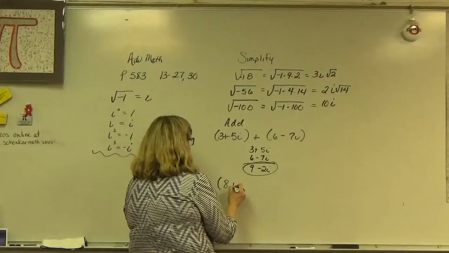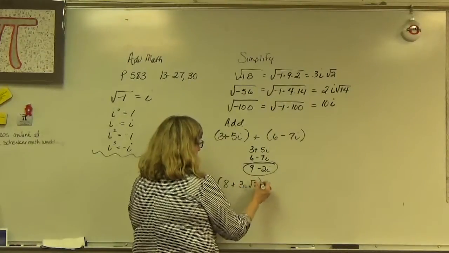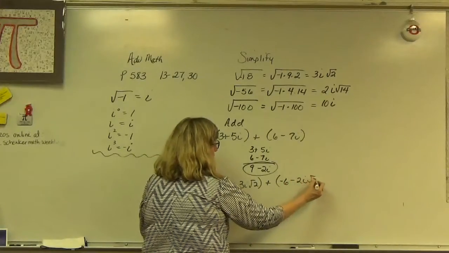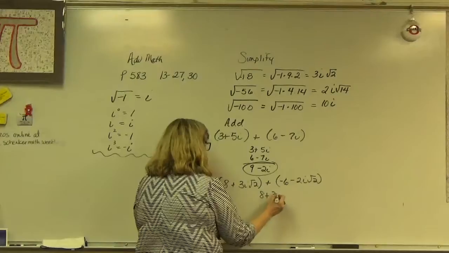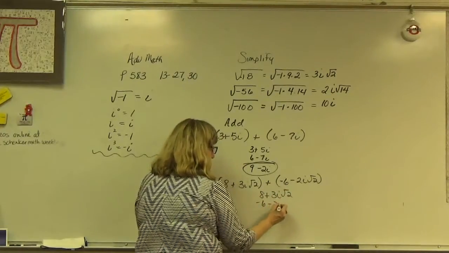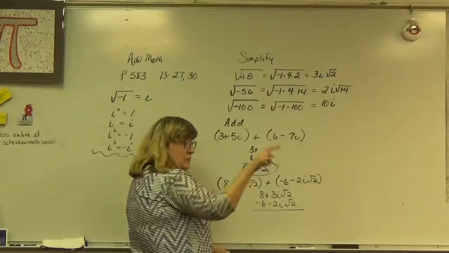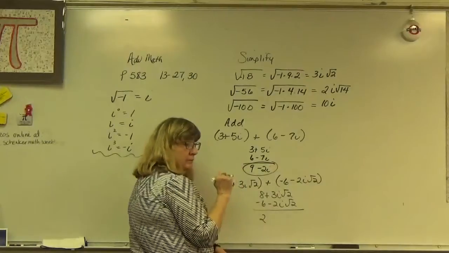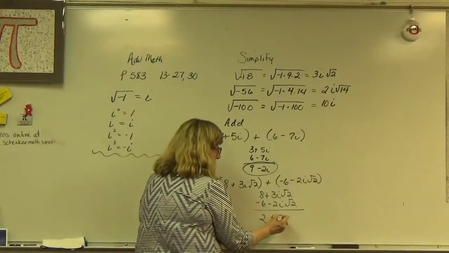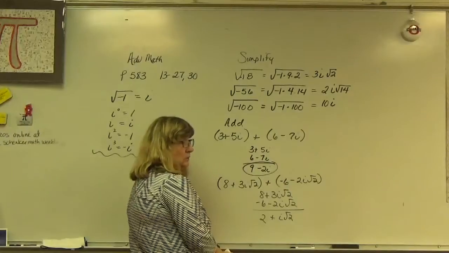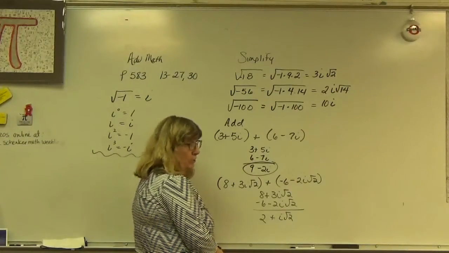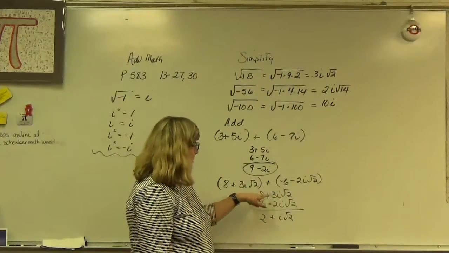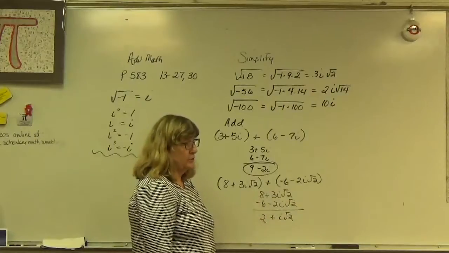Okay, what if I have 8 plus 3i square root of 2 plus negative 6 minus 2i square root of 2? Again, line them up. Same thing for subtracting. We haven't done subtraction yet, but we'll look at what we do. If they aren't common, like if one is square root of 2 and one is square root of 3, you have to write them both down. Like if this was a 3, I would say 2 plus 3i radical 3 minus 2i radical 2. You just have to write them both down.